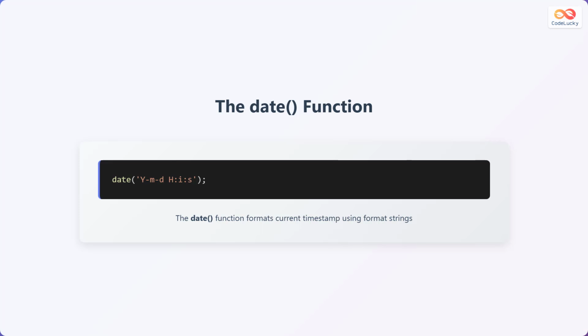An example of the date function is date('Y-m-d H:i:s'); This will output the year, month, day, hours, minutes, and seconds separated by hyphens and a colon. The date function formats the current timestamp using these format strings.